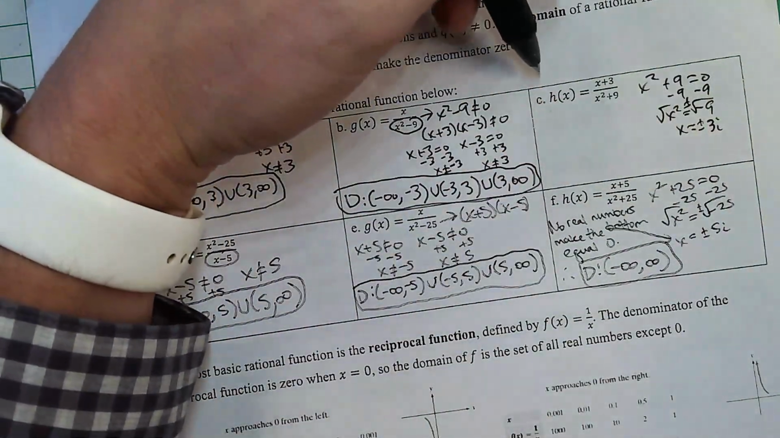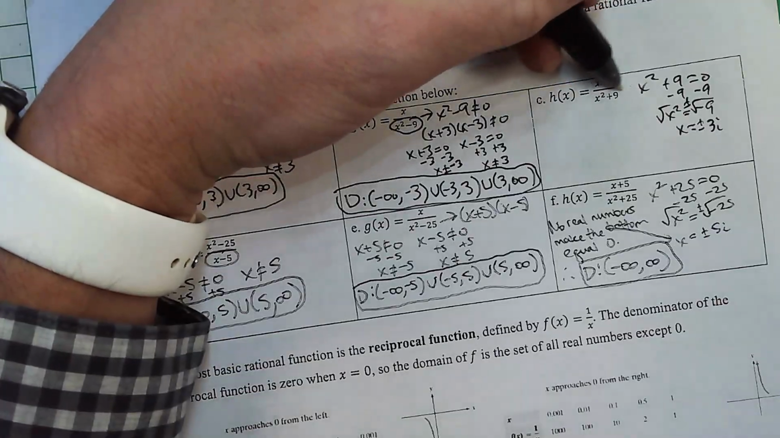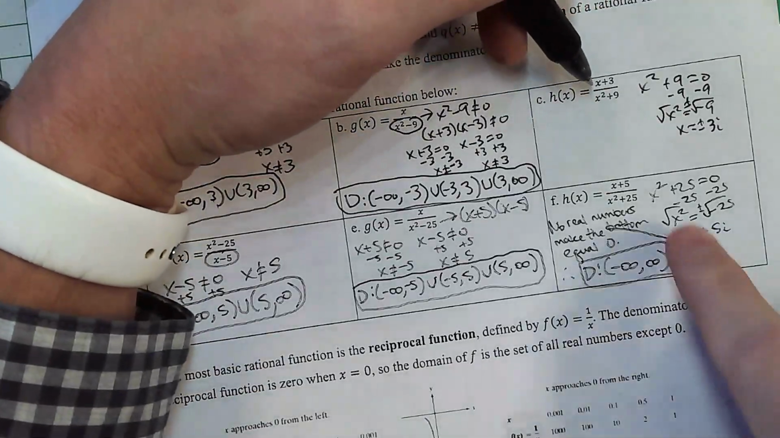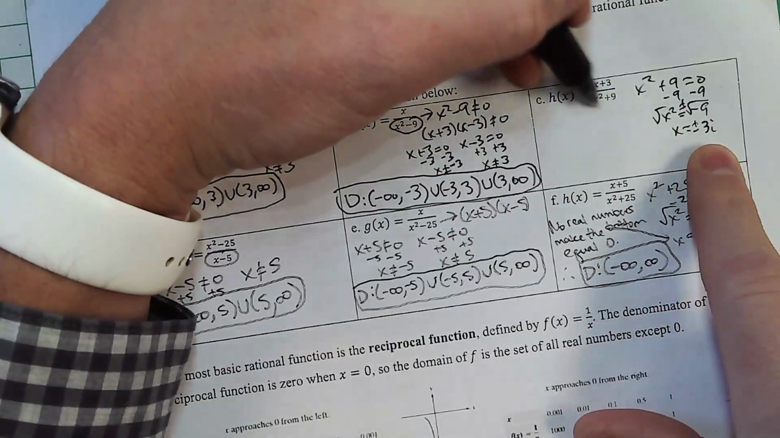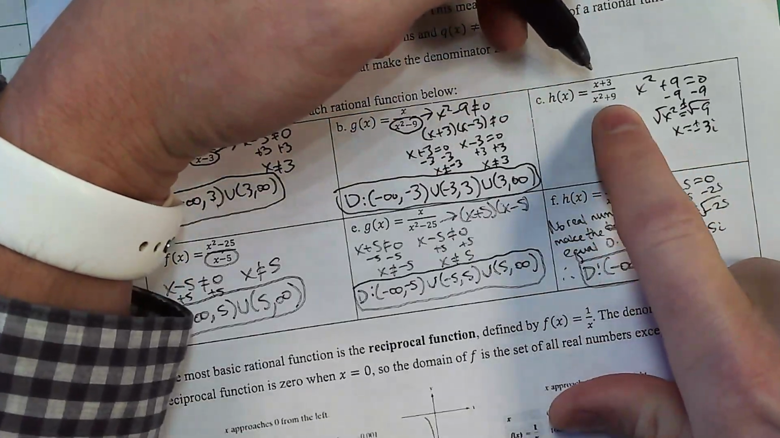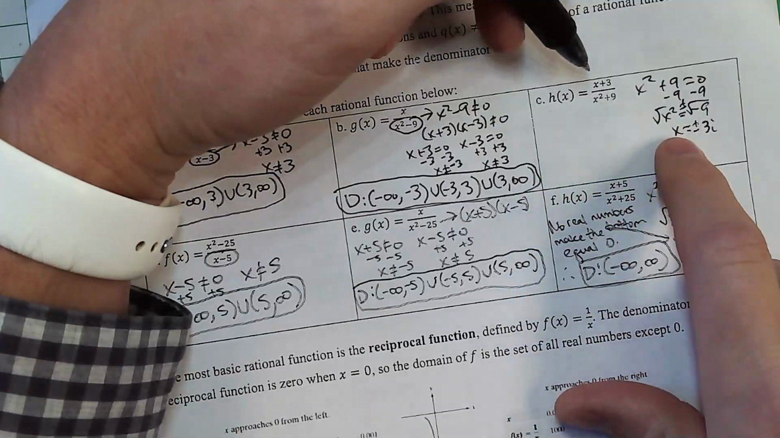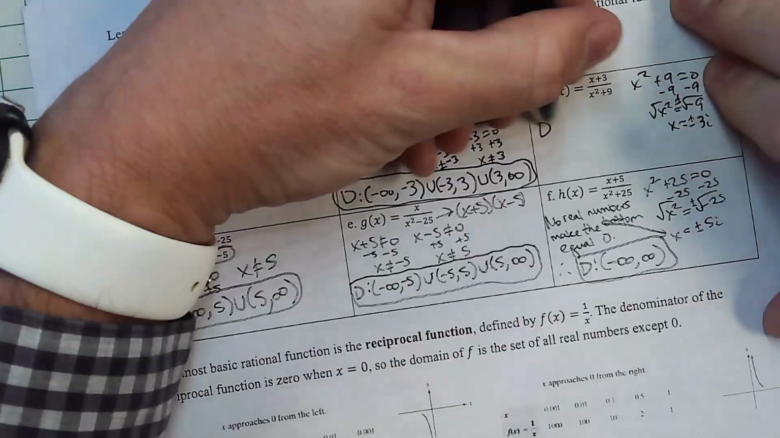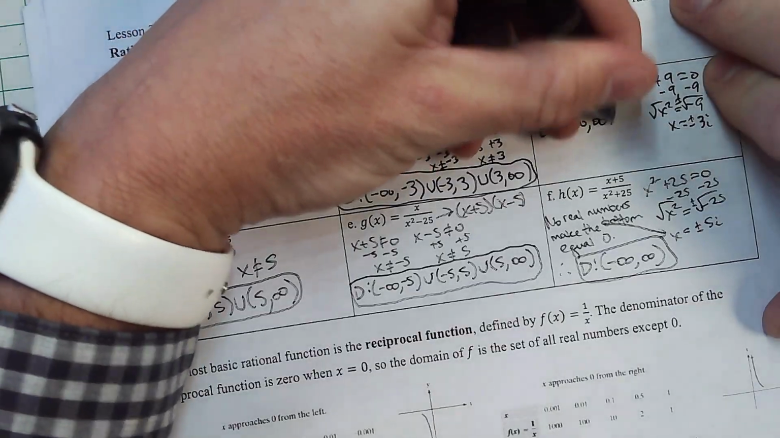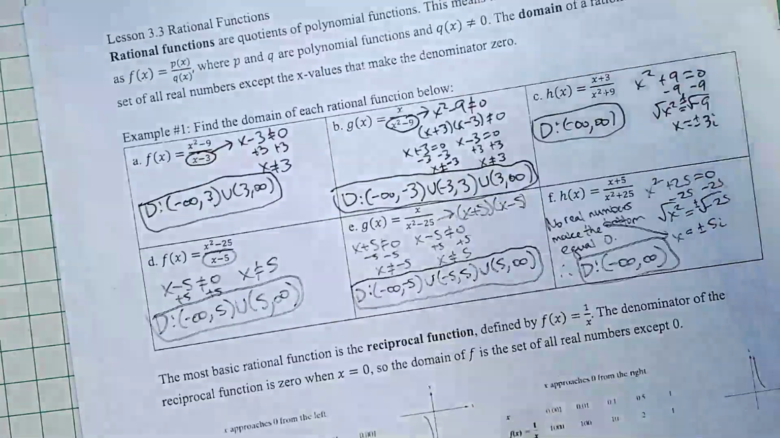Well, guess what? Dumbed down version, there's no way you can make the bottom equal 0 here. You can't do it with a real number, because you can't square something and add 9 to it and make it equal 0 with a real number. So this will just be negative infinity to positive infinity. Because there are not going to be any values you can't have on this one. So that one's good.